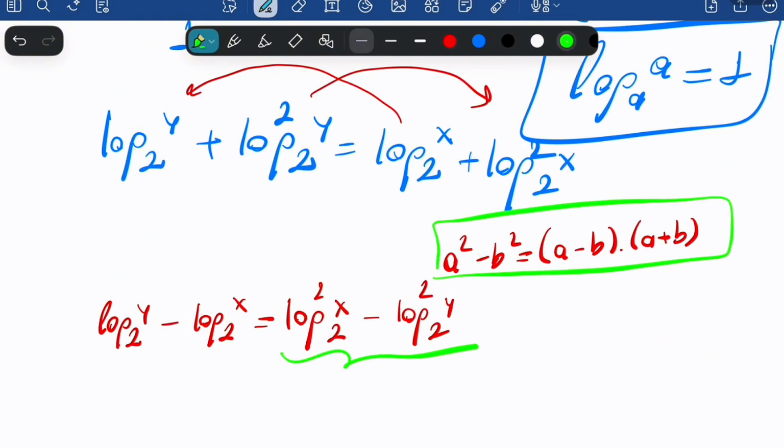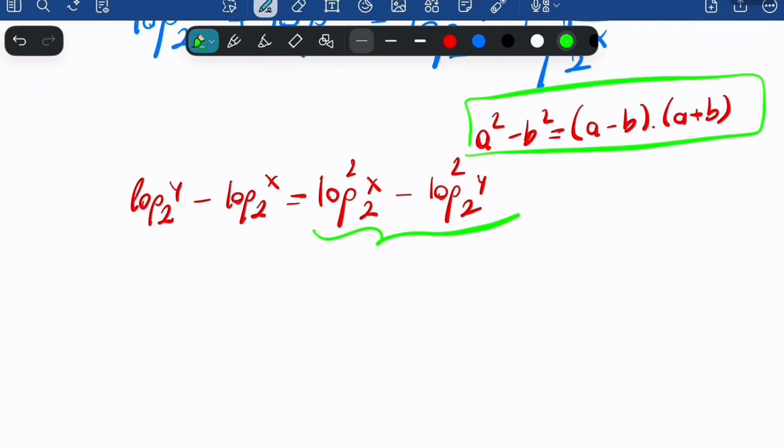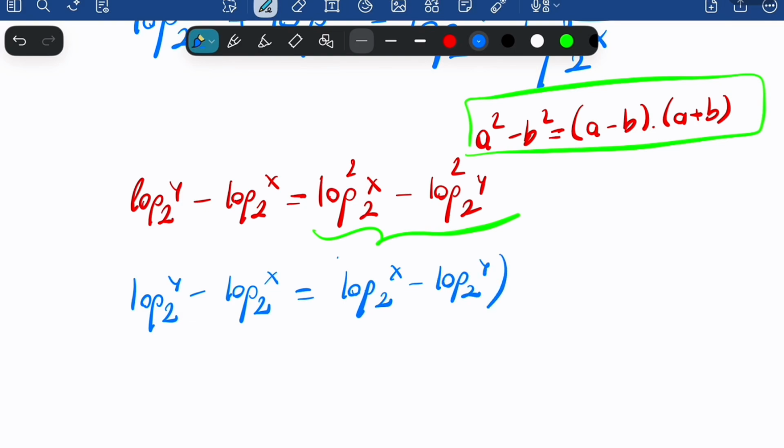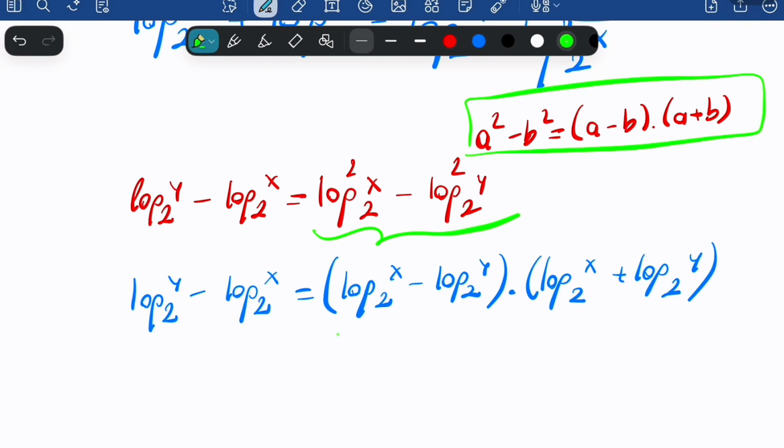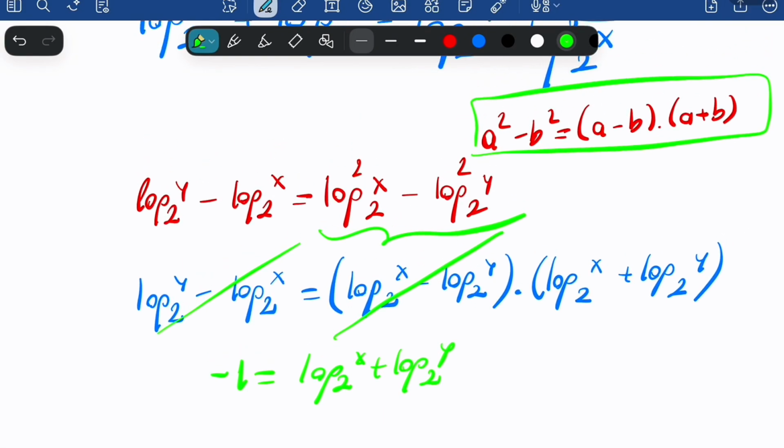If I apply it here, what will I come across? Let's look at it immediately. Log base 2 of y minus log base 2 of x equals (log base 2 of x minus log base 2 of y) times (log base 2 of x plus log base 2 of y). Of course we have simplification here. If we simplify this expression, because they are opposites, this will come out as minus 1. The other side remained as it was: log base 2 of x plus log base 2 of y. How can I write this expression using the property of logarithm?